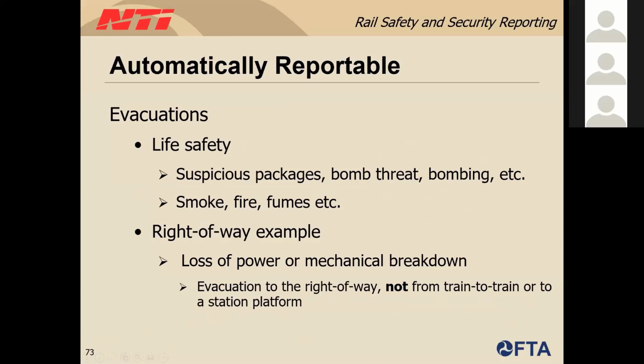Some examples of life safety reasons might be a suspicious package, bomb threats, bombings, smoke event, fire, fuel, fumes, noxious odors, etc. Evacuation may be due to mechanical or maintenance issues. For example, a train loses power and passengers are evacuated onto the right-of-way. However, if passengers are moved from a train to a rescue train without stepping onto the right-of-way or to a station platform, that is not considered an evacuation for life safety or to the right-of-way.